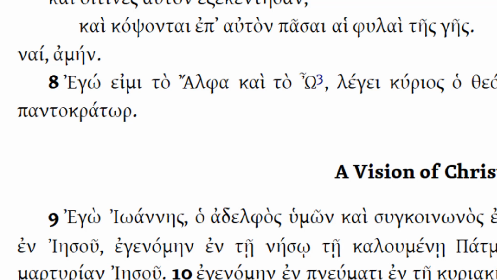Let's look at one more here. This is Revelation 1:8. Ego eimi to alpha. I am the alpha. Kai to omega. That's a capital omega. Ego eimi to alpha kai to omega. I am the alpha and the omega.